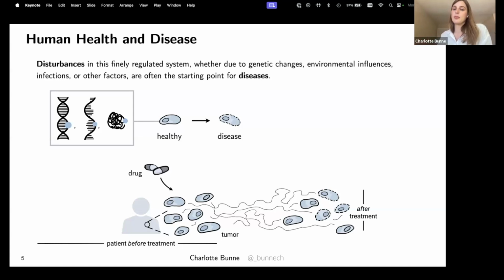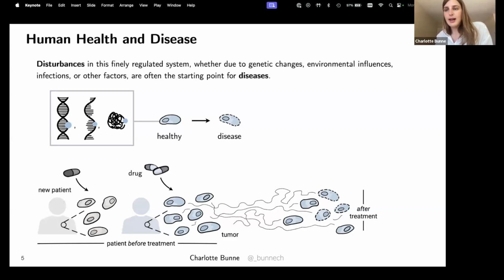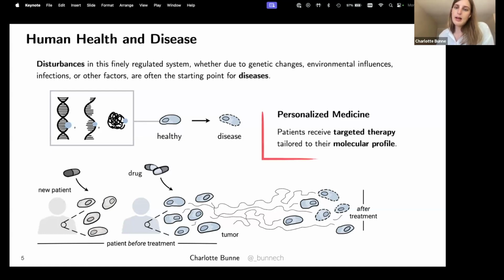And we want to learn this with machine learning because the moment a new patient comes into the clinic, we want to make a wise and somehow informed decision of what is the best drug to now give to this new patient with a slightly different molecular profile. Here, molecular profile, again, measured through the set of single cells. And so this is really the core principle of personalized medicine. We want to have patients receiving targeted therapies tailored to their molecular profile.